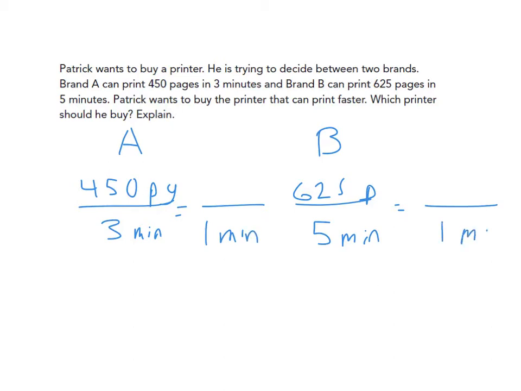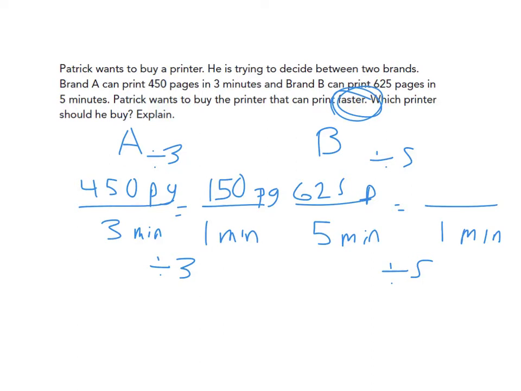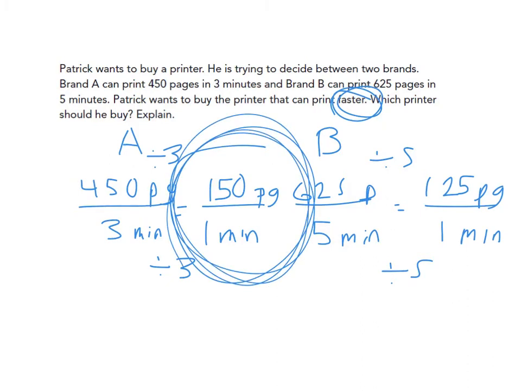Which one's printing faster? If I divide this by 3 and I divide this by 3, printer A prints 150 pages in a minute. And if I divide this by 5 and I divide this by 5, this printer prints 125 pages in a minute. This one is printing faster. It's giving me more pages in a minute. So this one is the faster printer.